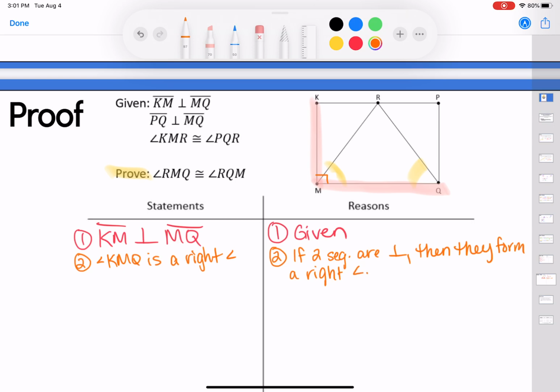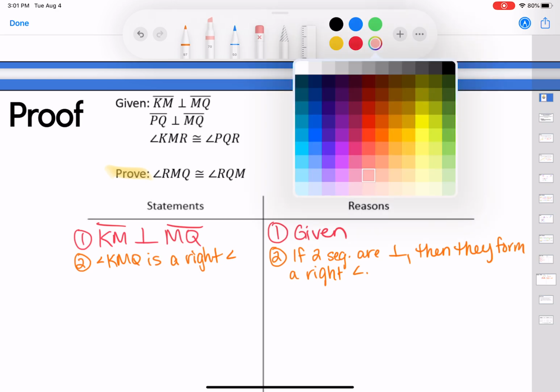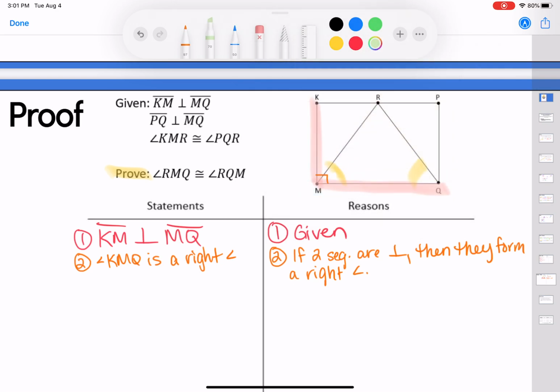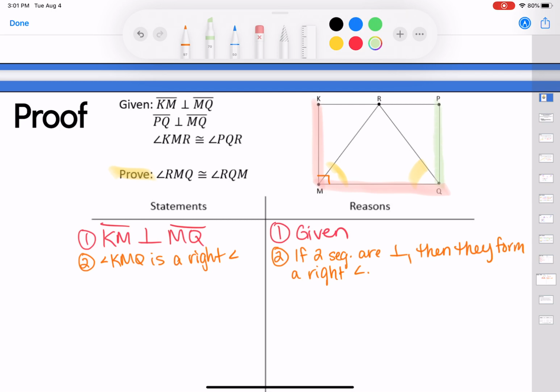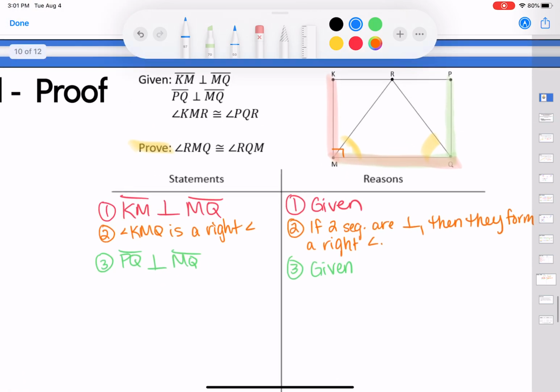All right. My second given, segment PQ is perpendicular to segment MQ. Okay, step 3, PQ perpendicular to segment MQ, and that was another given. Again, if you put all your givens first and then started writing the other things, cool, but I kind of like to understand what my givens tell me, so that's why I kind of do it in this order, but it's totally up to you. It doesn't matter as long as you have these steps in there somewhere.